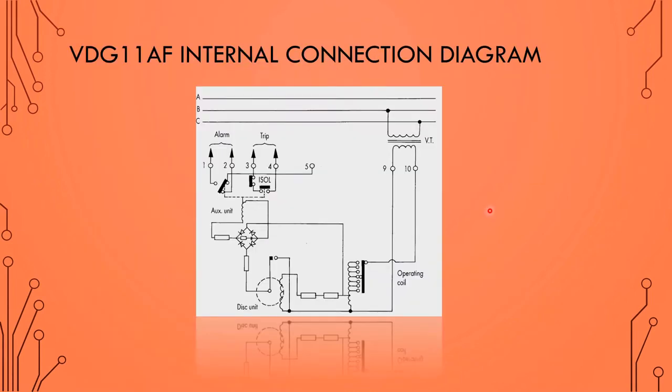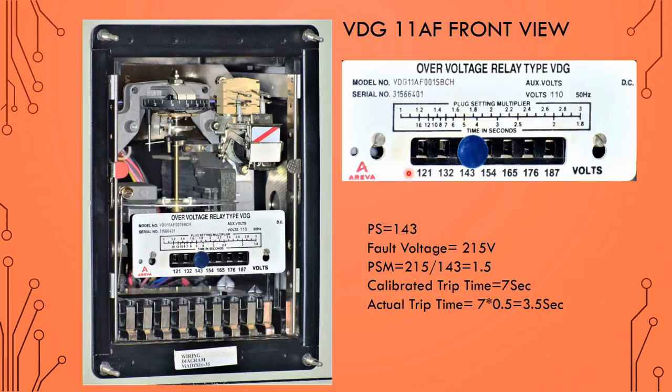So we will see next. This is the internal connection diagram, and here, as you know, terminals 9 and 10. As you can see here in the image, these metal terminals are the relay terminals only. These are 10 terminals, out of which this is 10, this is 9. So in this way it is designed from 1 to 10.